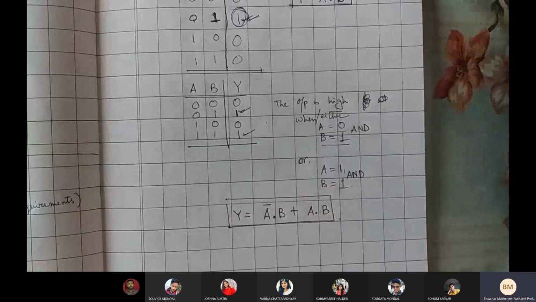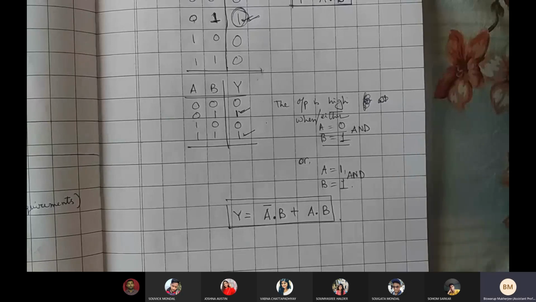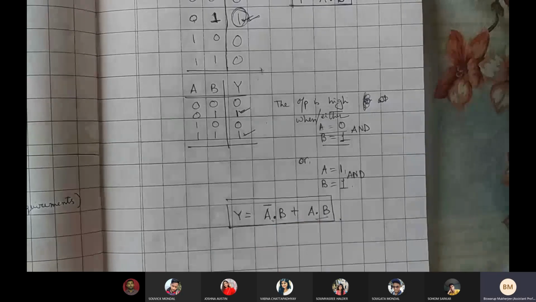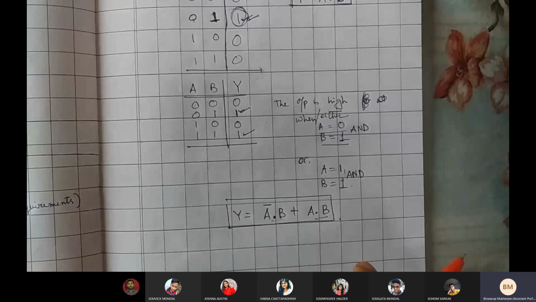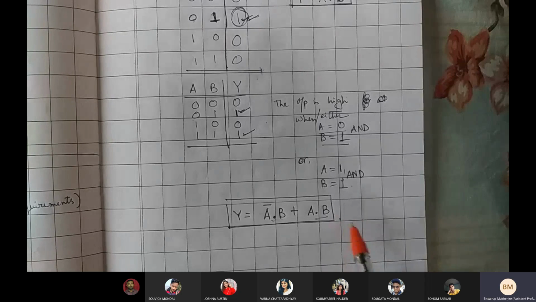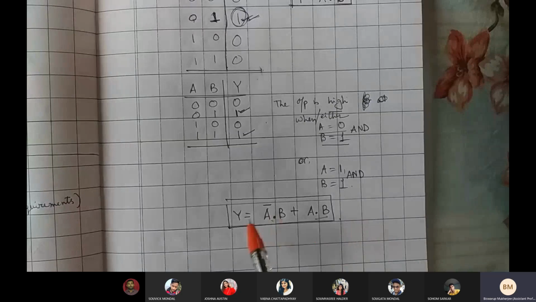So that means if there are multiple cases for which we are getting output value 1, we need to make an OR operation between those product terms. If there are 3 or something like that, another term will come, and that product term will be included in the expression with an OR operation.